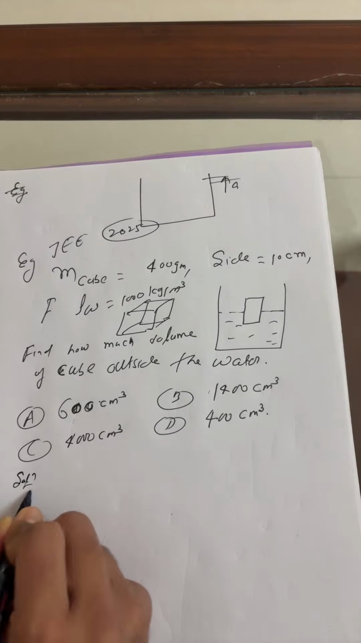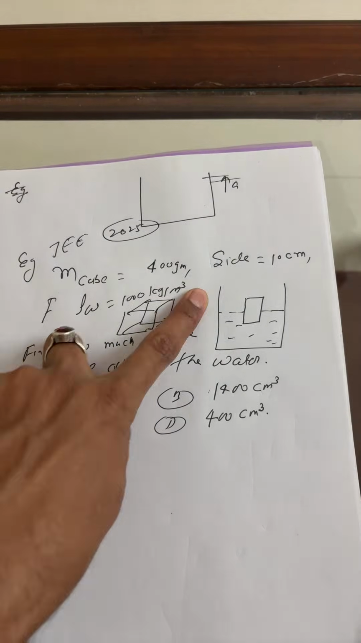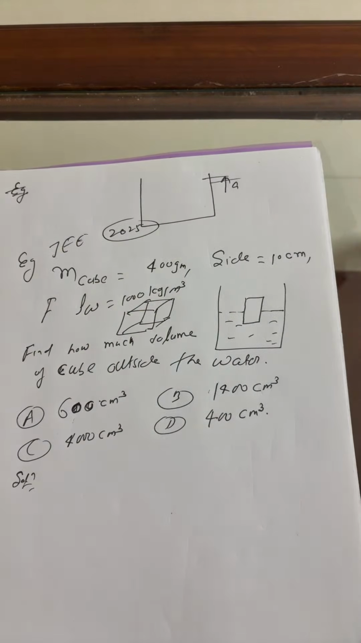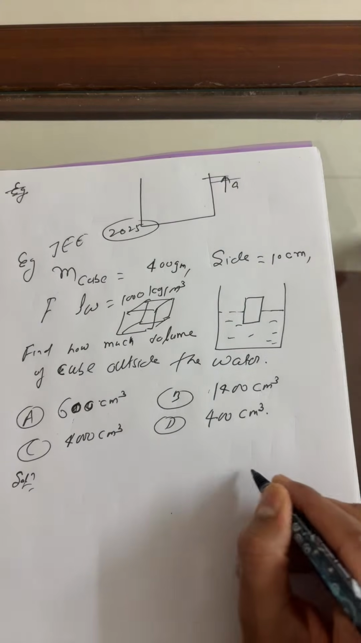Okay. So beta, what is the question here? This is the cube. Mass and side are given here. We have to find what is the cube side outside the water. So first we have to find in this question here.